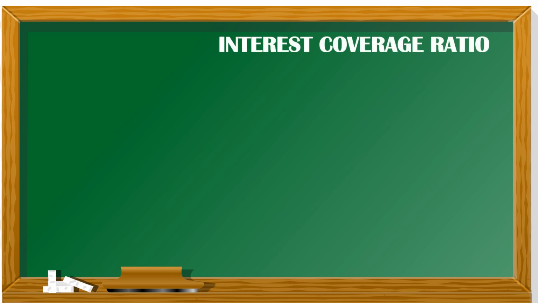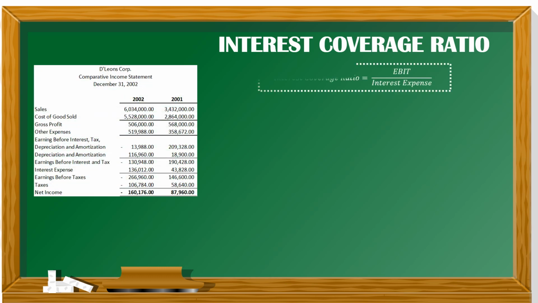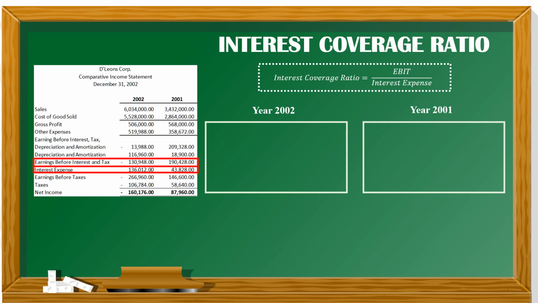Here, the last type of solvency ratio, which is the interest coverage ratio. For the formula, the interest coverage ratio is equal to the EBIT, or the earnings before interest and taxes, divided by its interest expense. Again, we will be computing the interest coverage ratio for 2002 and 2001.